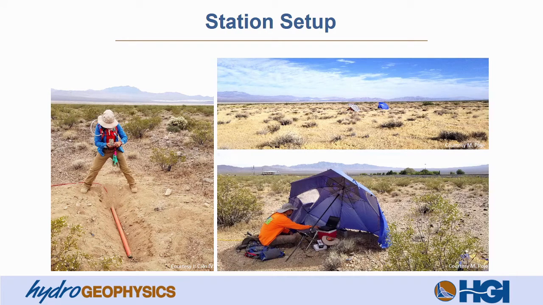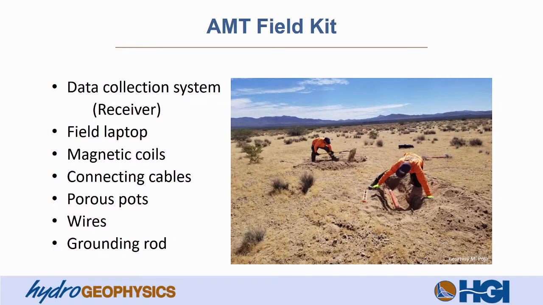Some examples of site setup involve running a field computer for real-time data analysis, orienting and leveling the magnetic induction coils, and establishing field stations in remote locations. You can see me on the left here, orienting and leveling a magnetic coil. The AMT Field Kit represents all of the different elements of establishing a field station for AMT data collection. As you can see here, the magnetic sensors are oriented perpendicular to each other at the field site.